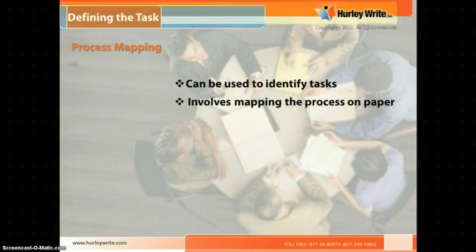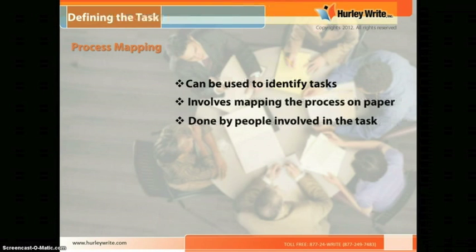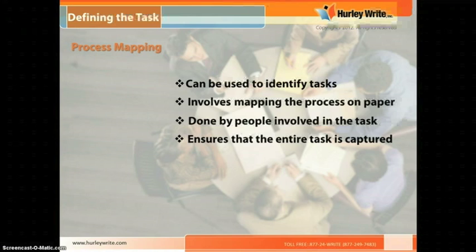Process mapping actually involves mapping the process on paper. It's usually done by people involved in the task. This involvement better ensures that the entire task is captured.